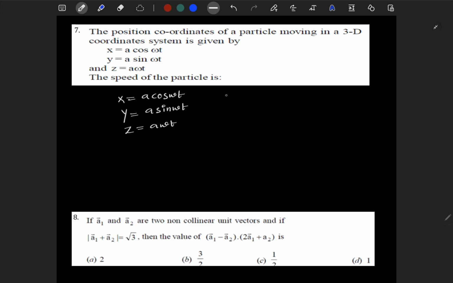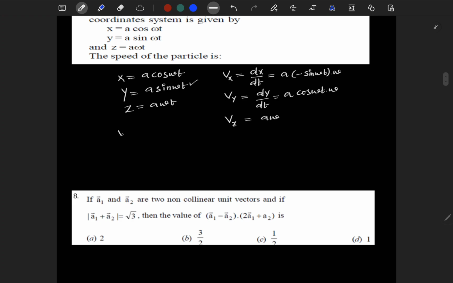We can do that. First we'll find out the speed along x-axis, which is dx upon dt, simply by differentiating that x. So then you have dx upon dt is a times derivative of cos omega t, which is minus sin omega t times omega, and vy will be equal to dy by dt, which is derivative of y, this one, is a into derivative of sin omega t, which is cos omega t, and internal derivative is omega, and vz is derivative of this z, which is simply a omega, and derivative of t is 1.